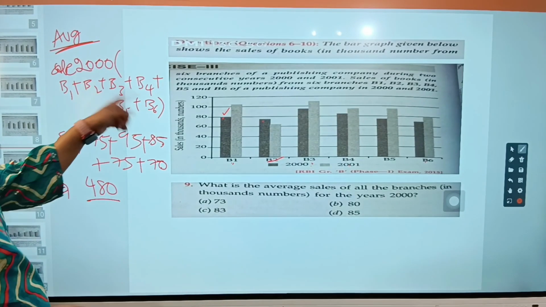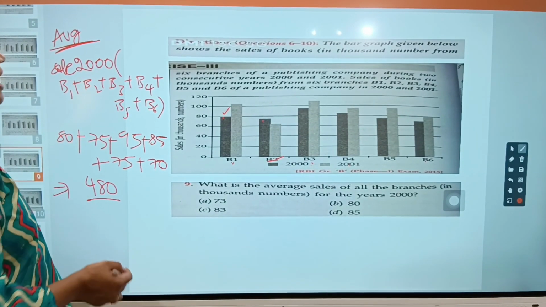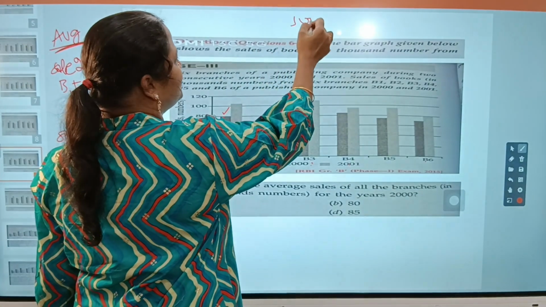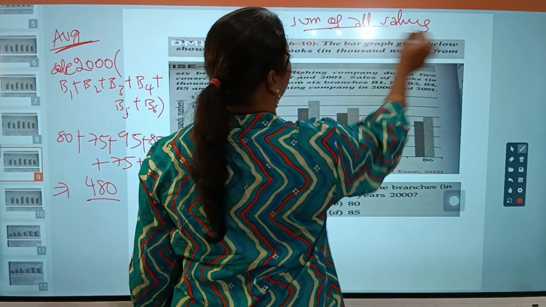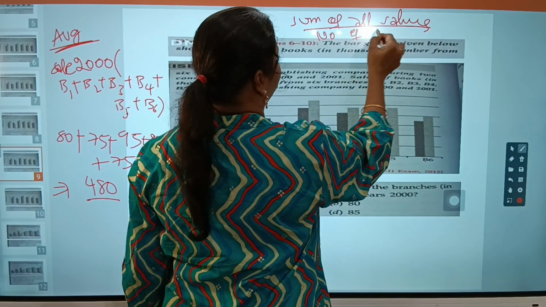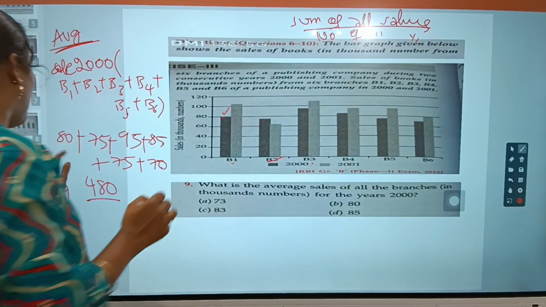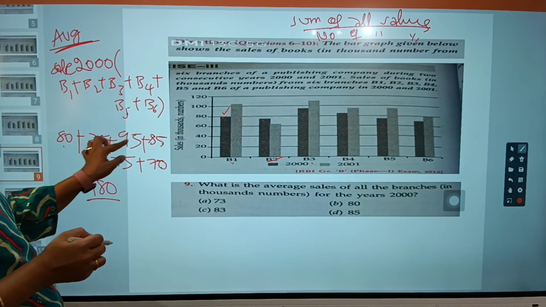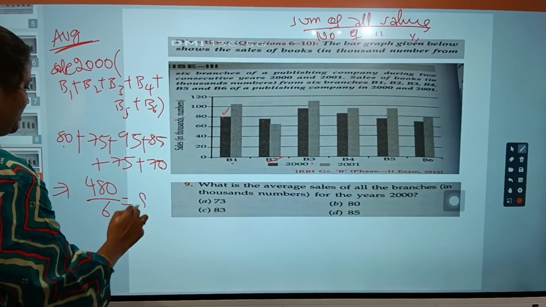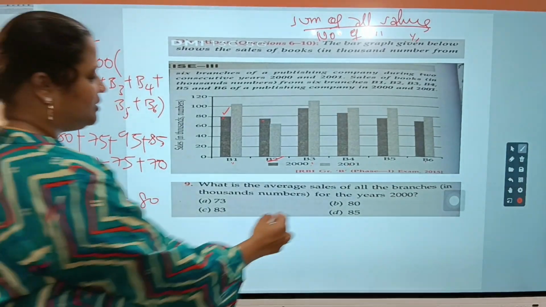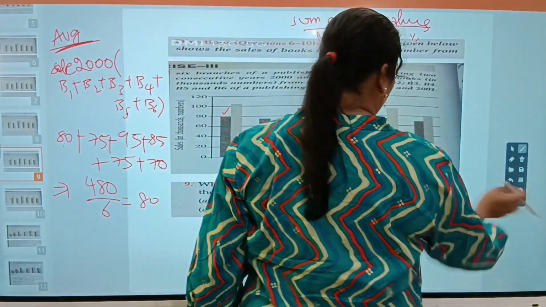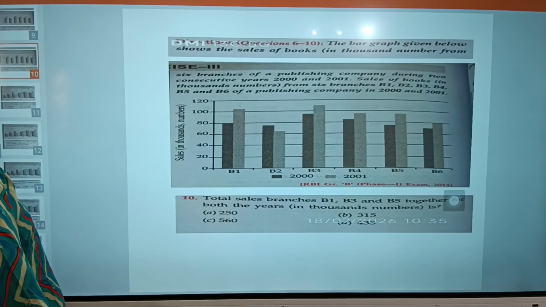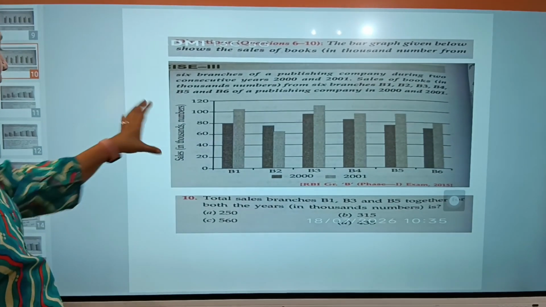480 by how many values are there? Average formula: sum of all values by number of values. So we apply the average formula, 1, 2, 3, 4, 5, 6. So it is 80. So what is the average sale in 1000? It is 80,000 in the year 2000. Now we will move to the last question in this graph.